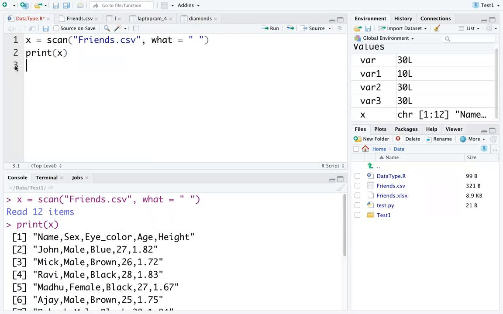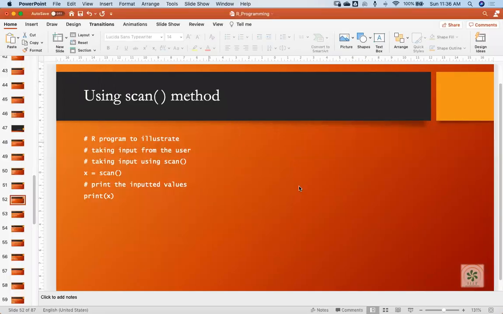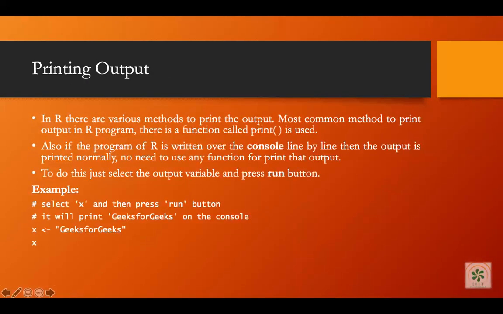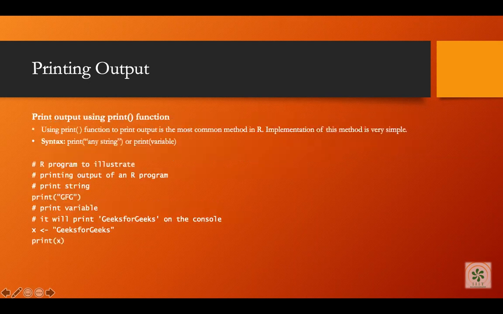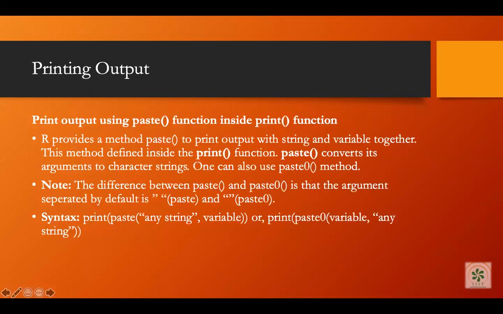Now we'll see how we can print the output. So this is the way we can take the data from the user. Now let's see how we are printing it. Generally, either we give the variable as normal and it will print, or we can use the print function. Then also it is going to work. We have already seen how the print function works.